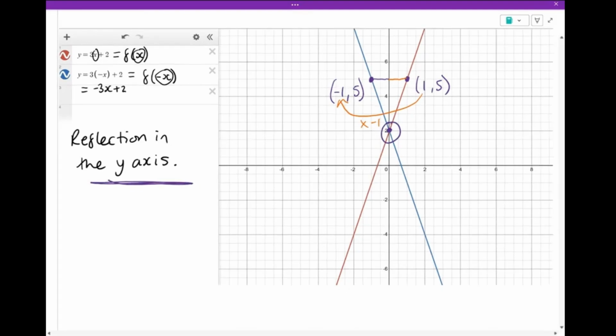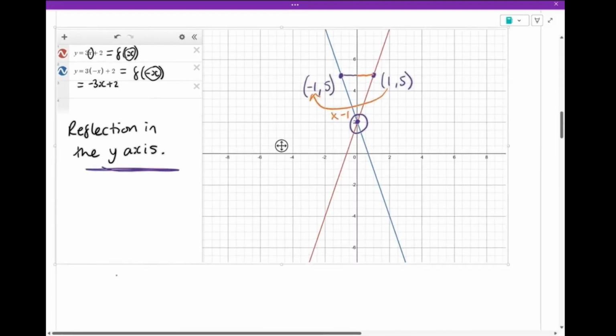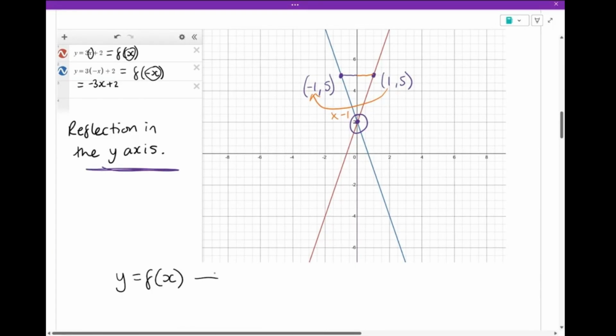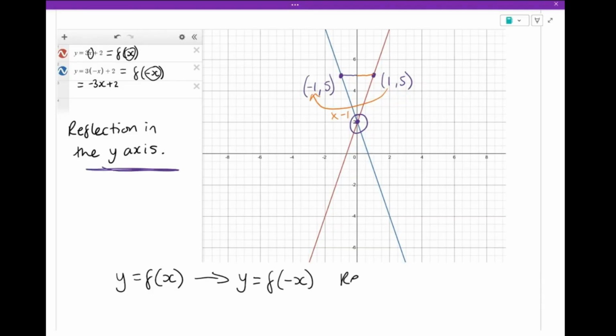So let's write out our generalization. If our initial equation is y equals some function of x, and then our equation after the transformation is y equals the function of -x, then this represents a reflection in the y-axis.